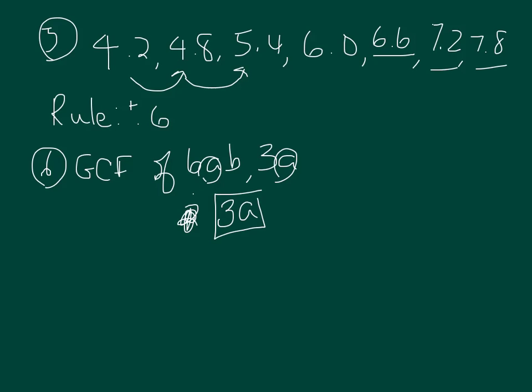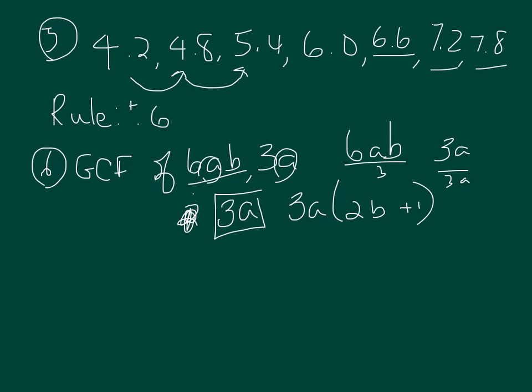And a lot of you guys went on and said, okay, you factored it out, so you divided 6AB by 3A, and you're left with 2B, and 3A divided by 3A is 1, a positive 1.